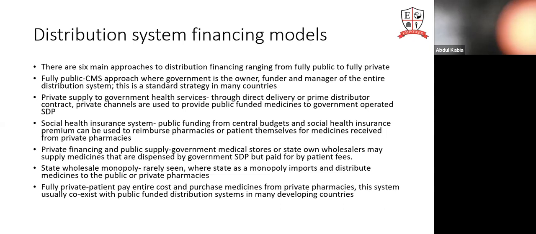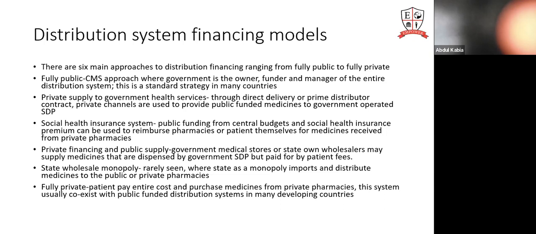In a distribution system, we'll say there are six main approaches. You can have one which is fully public. We have the CMS or the government owning, funding and managing the entire distribution system, and that is what is happening in many countries. You can have private supply to government health facilities. We have direct delivery or prime distributor contracts where the government operates. So these are some of the models.